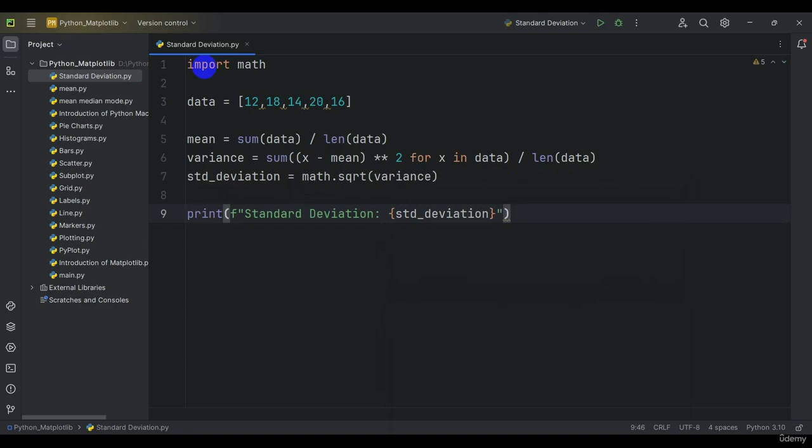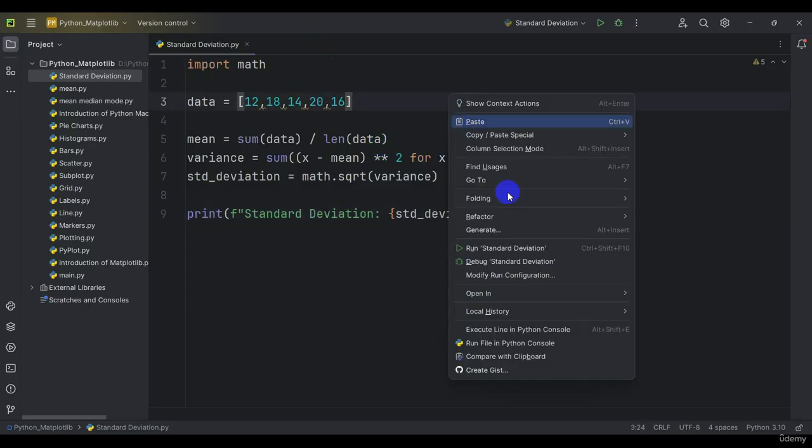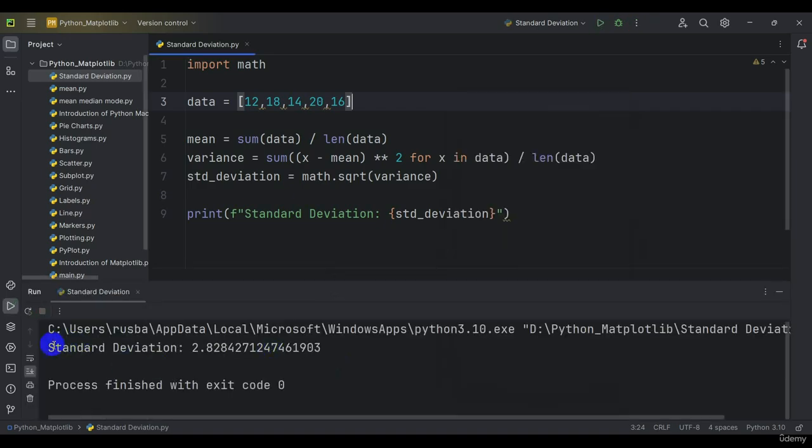Here we calculate the standard deviation by finding the variance and taking the square root. The variance measures how far each data point is from the mean, and the standard deviation gives us a more interpretable metric. Now save this code and let me run it. As we can see, the result is printed: the standard deviation is 2.828 and so on.